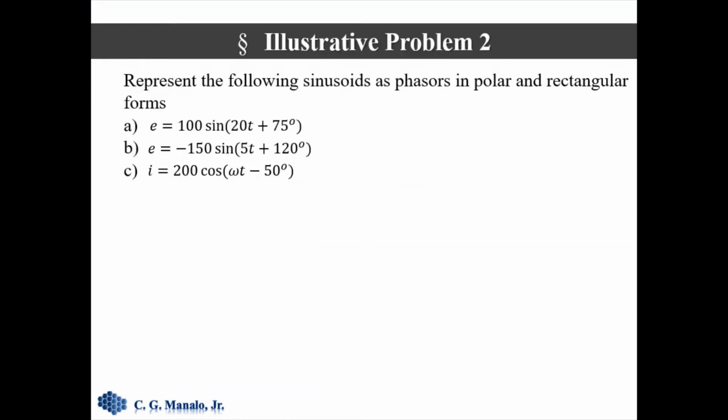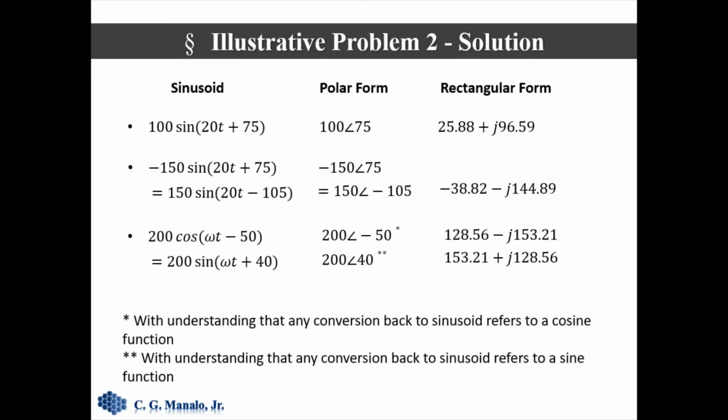So let's have another example. Let's say we have sinusoids here, and we are asked to convert them into polar and rectangular forms. So this is how to do it. For this sinusoid, you simply copy this, put it there, and the angle here is actually this one. So we can use the formula for the conversion from polar to rectangular form, and we will get this rectangular form.